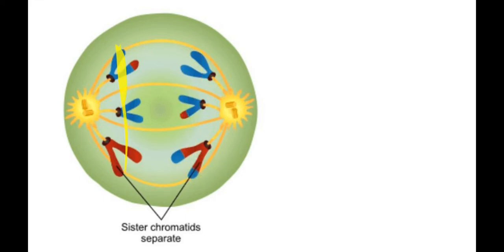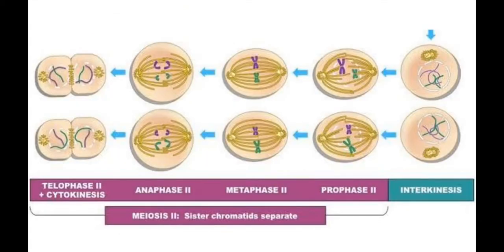Now we call them chromosomes, and then in telophase a membrane appears between the two halves of the cell, and cytokinesis happens. So here it is cytokinesis producing in total 4 daughter cells with different genetic material. Okay, we have that.